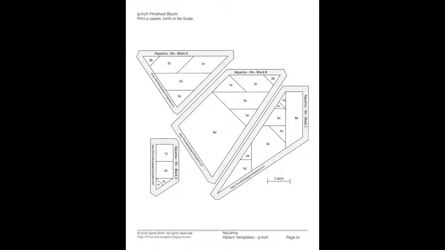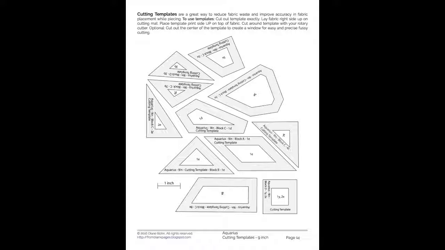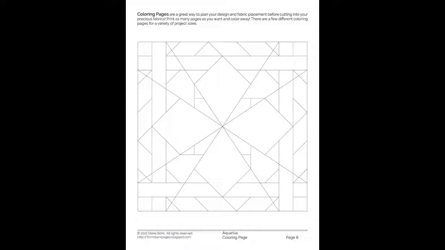In this video, I will walk you through the pattern templates and the cutting templates and explain the difference between the two and how they are used. Let's begin by looking at the basic coloring page for the Aquarius block found on page 8 of the Aquarius pattern. This is basically the outline of what your finished block will look like.